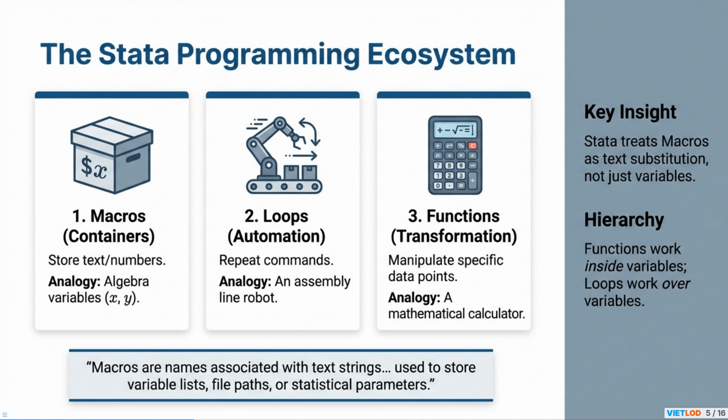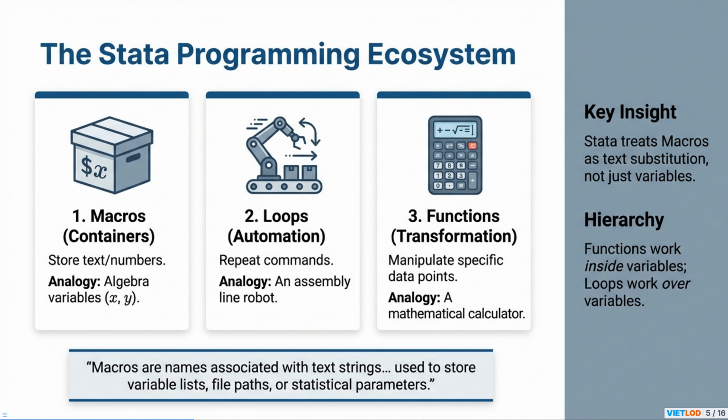Next are loops, the engine of automation. They repeat commands, acting like an assembly line robot that performs the same task over and over. Finally, we have functions, which perform transformations. They manipulate specific data points, acting like a calculator for your dataset. It's helpful to understand their hierarchy. Functions work inside variables, while loops work over variables. This means you might use a function to transform the values within a variable, and then use a loop to apply that transformation across multiple variables.